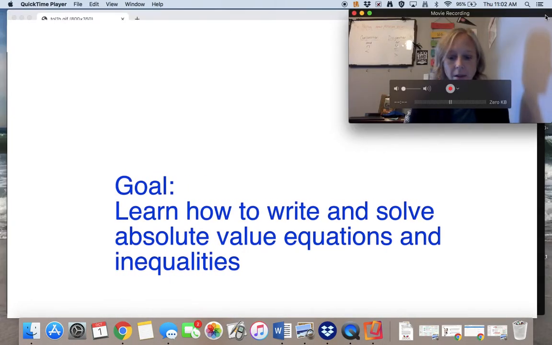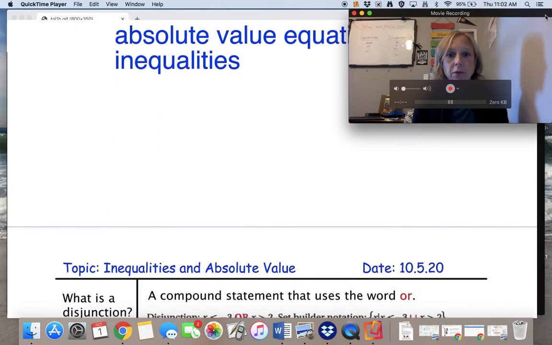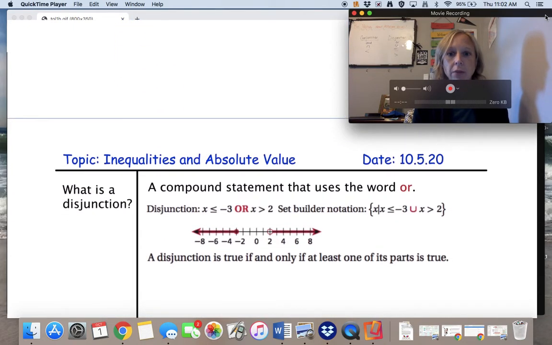All right. Before we get too far into absolute values, though, we need to work on a little vocabulary. The first two terms we're going to work with this week are called disjunction and conjunction. A disjunction is a compound statement that uses the word or. A disjunction is true if and only if at least one of its parts is true. So you just need one part to be true and the disjunction is true.